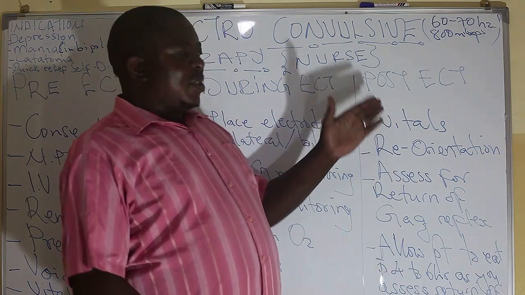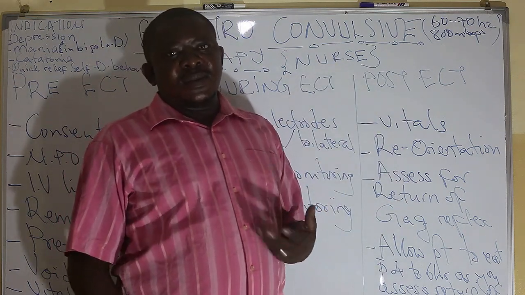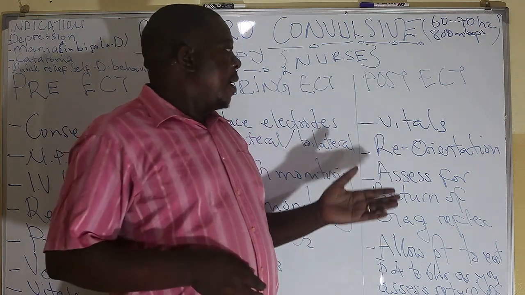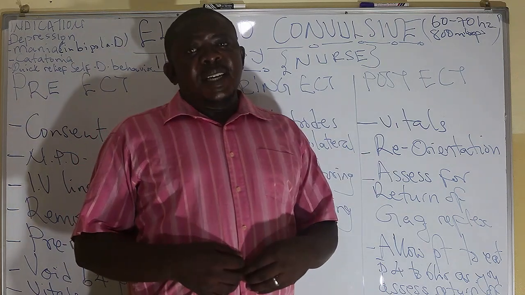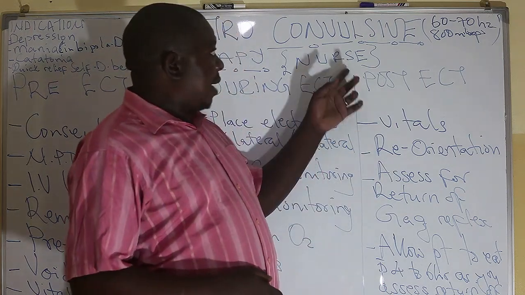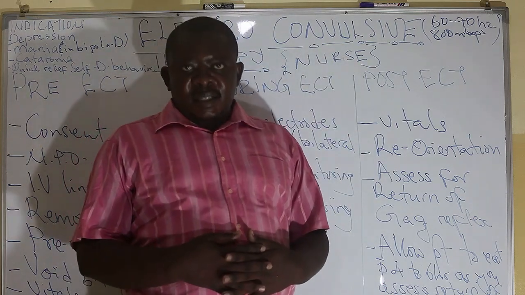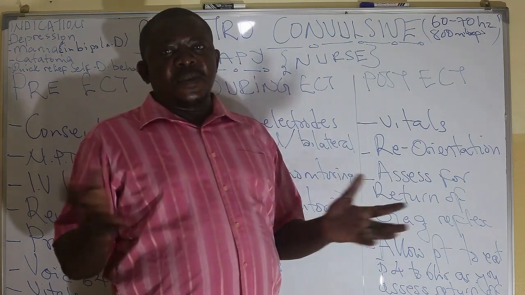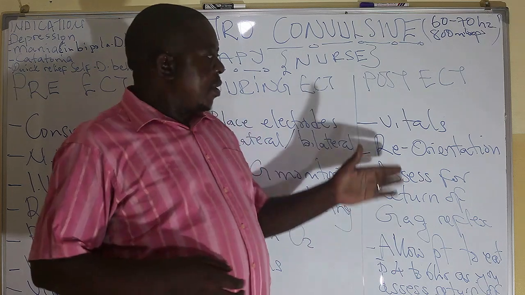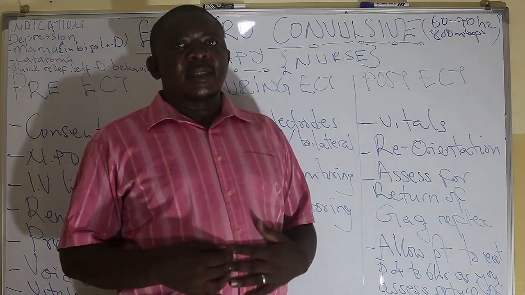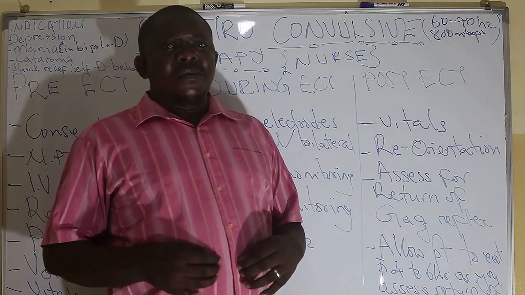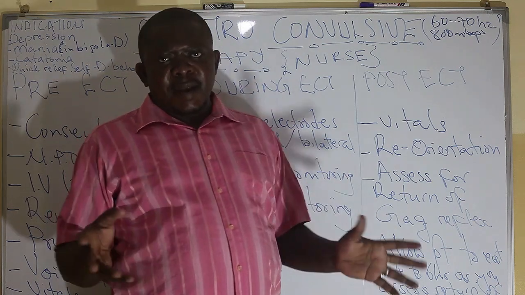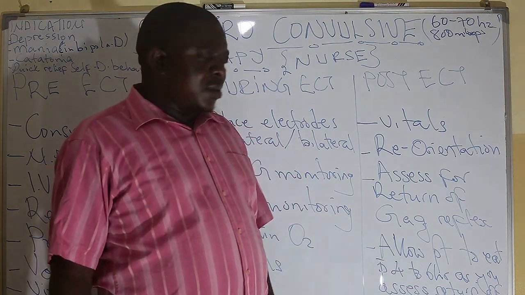Post ECT, you still need to do vitals to see that everything is okay, and then you have to reorient the patients, because some of the side effects of ECT are memory loss, headache, confusion, and all that. So you need to reorient the patients. They may lose the memory of whatever was happening, but after some time, the patient is going to be okay.